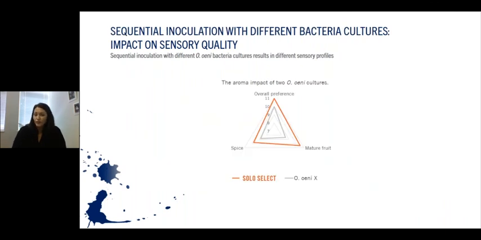This is not only true in co-inoculation conditions. You can see the same thing happening in sequential. Here we focused on comparing the Oenococcus oeni culture Solo Select from Anchor versus another commercial Oenococcus oeni strain. And you can see that you can actually use the bacteria as a tool to enhance spiciness or fruit characters, but also the overall preference that tasters have for the wine.